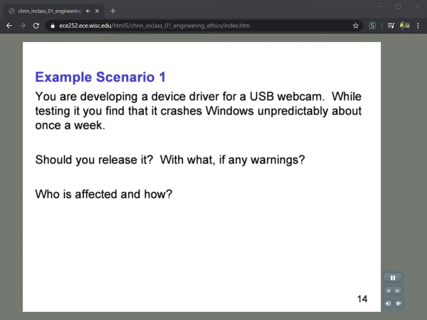You've been working on it for a while, and while testing it, you find that on Windows it causes Windows to crash unpredictably about once a week. So it'll typically run for about a week before it causes any problems.